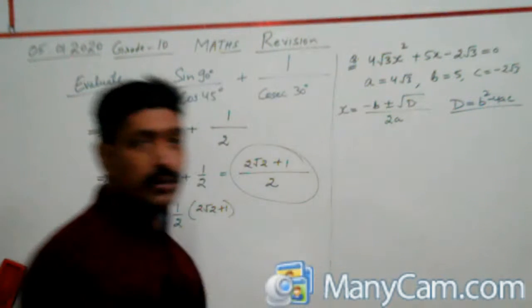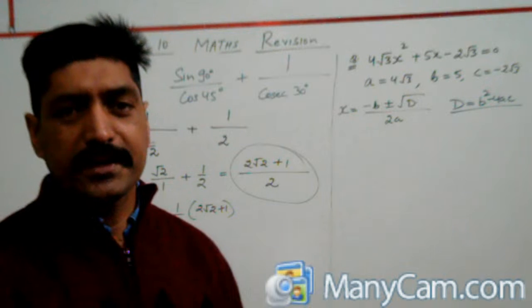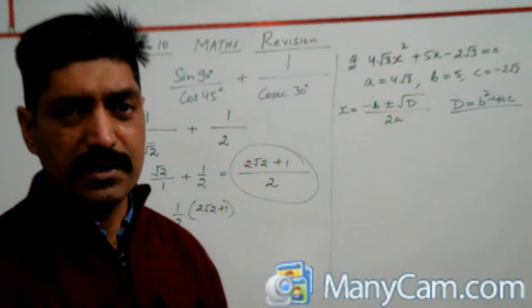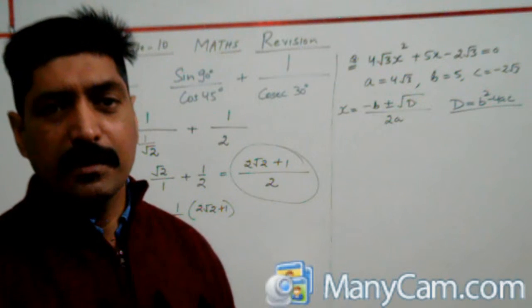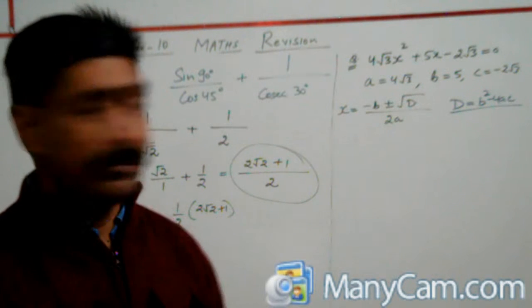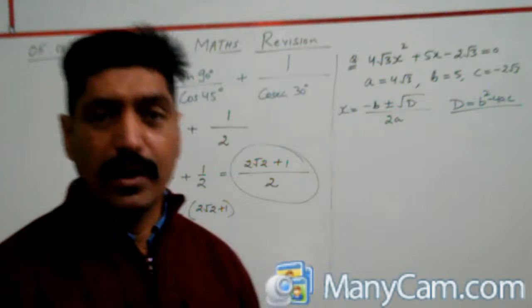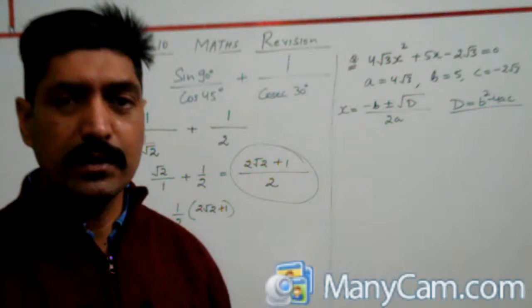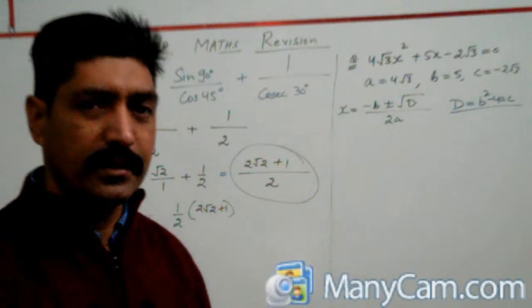Substitute the value and solve for x. Quadratic equation is there. It is not mentioned by which method, whether by completing the square method or by simple factorization. So you have the option. You can solve by any of the methods, right?